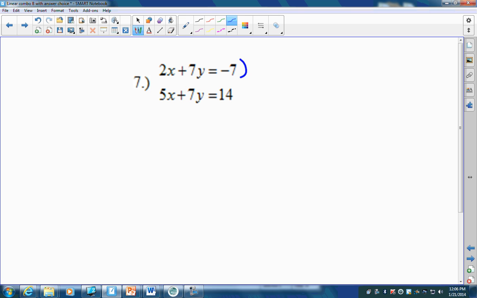I'll go up here and multiply the top one. Again, it doesn't matter. Okay, I'm not going to rewrite it. You guys are going to have to write it out. Let's look at number 8. I want you to write it down. I want you to figure out what you would have to multiply by.